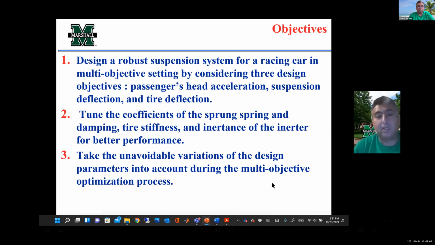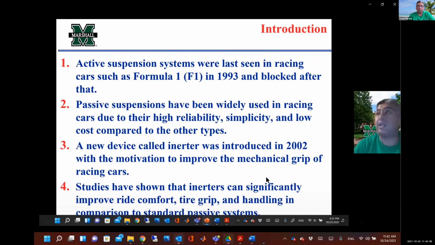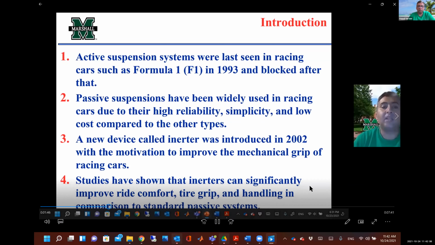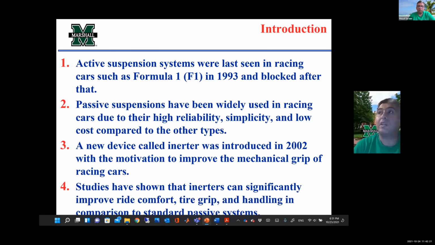Active suspension systems were last seen in racing cars. Maybe they are common in passenger cars, but they are not common in racing cars, such as Formula One, in 1993, and blocked after that. So, to the best of our knowledge, in racing cars they use a passive suspension system instead of an active suspension system. And there is a reason for that: they are highly reliable, they are very simple, and they have low cost compared to the other types.